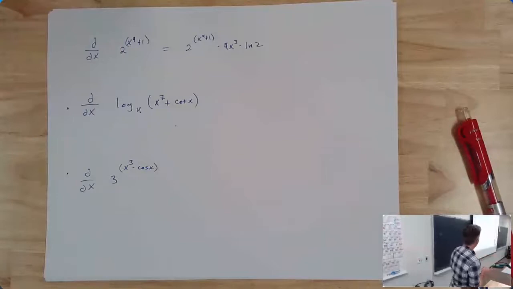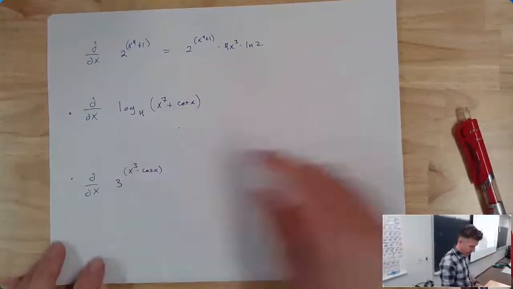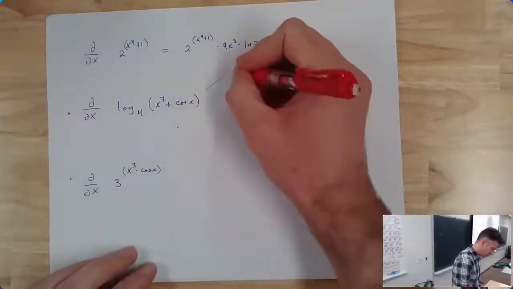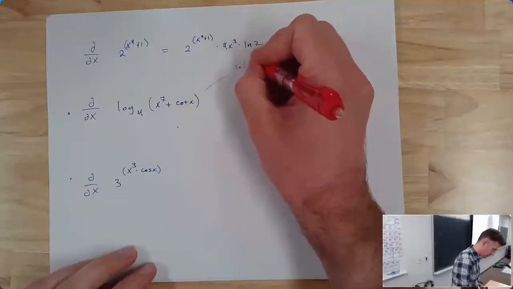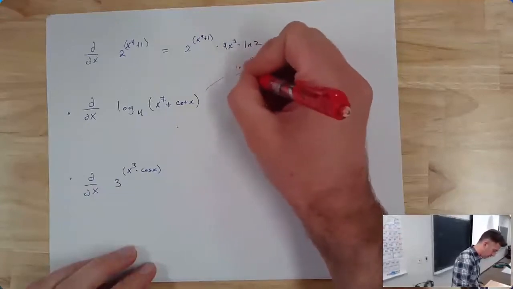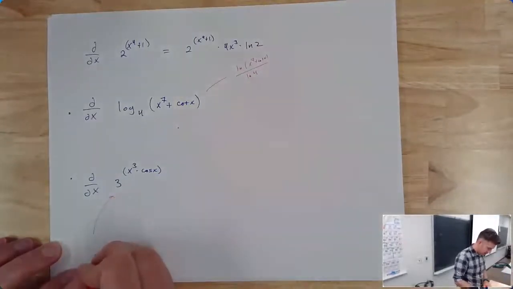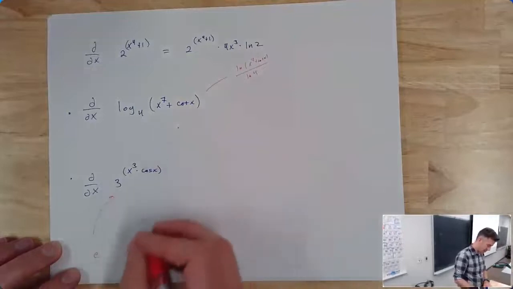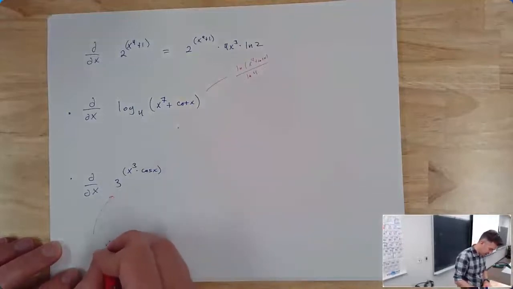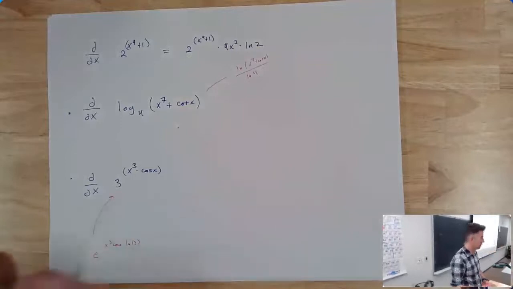So again, the idea here is that we are not going to rewrite these, even though we could. You could totally write this one as the natural log of x to the 7th plus cotangent x over the natural log of 4. And you can totally write this one as e to the natural log of 3 to the stuff, and then you bring down the stuff, and so e to the x cubed cosine of x times the natural log of 3. Those are things you could do for each of these, but we're not going to because we know the rule now.